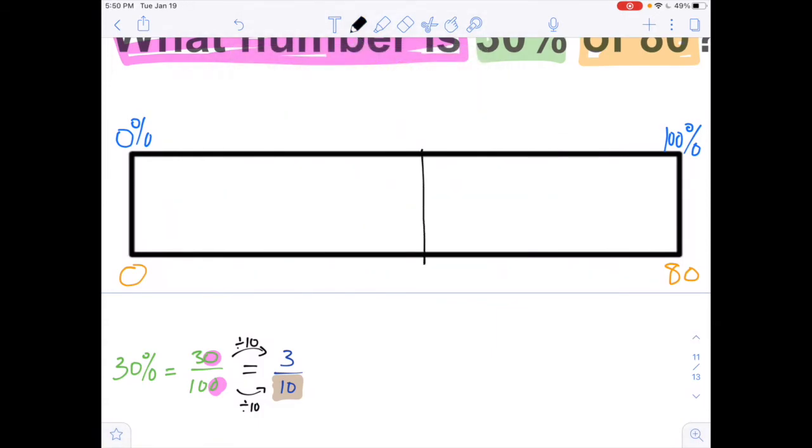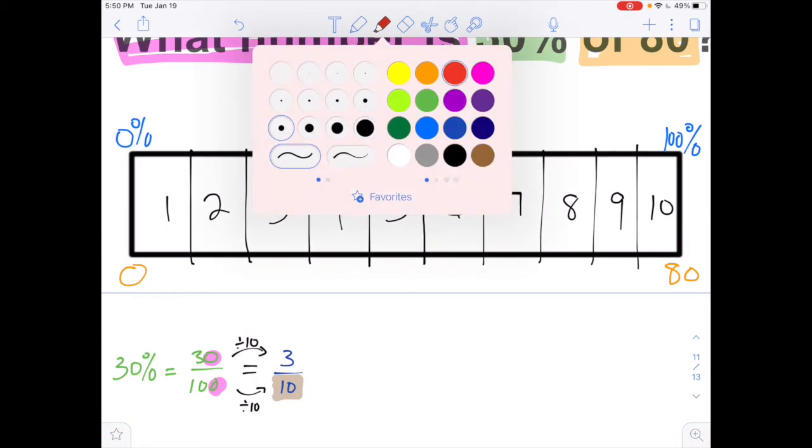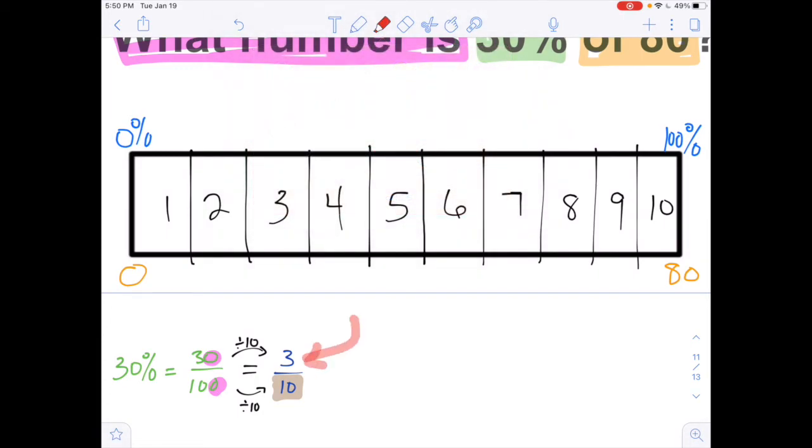5 on each side means 1, 2, 3, 4. Now I have 5 parts. And if I make 4 more lines, 1, 2, 3, 4, I have 6, 7, 8, 9, 10. That was to the best of my ability. All right, so that matches our denominator. And our numerator is 3, so that means I'm going to color in 3 of these.